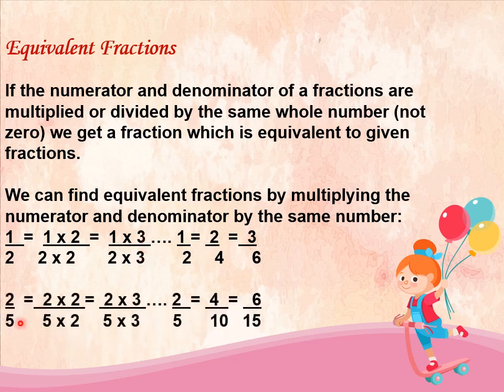Now second example, 2 upon 5. First we multiply by 2. So in the numerator, 2 2s are 4. Then the same in the denominator, 5 2s are 10. So 4 upon 10. Now we will multiply by 3. In the numerator, 2 3s are 6. Then in the denominator, 5 3s are 15. So this way we will get equivalent fractions.